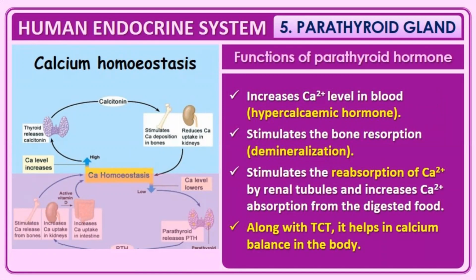The function of parathyroid hormone is that it leads to an increase in calcium ion level in blood and stimulates bone resorption, which is demineralization. It also stimulates the reabsorption of calcium ions by renal tubules and increases calcium ion absorption from the digested food. Along with TCT, it helps in calcium balance in the body.